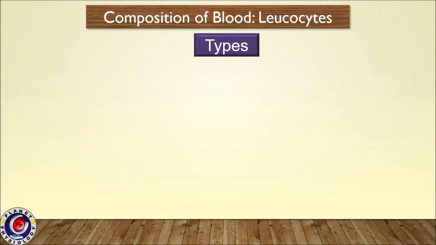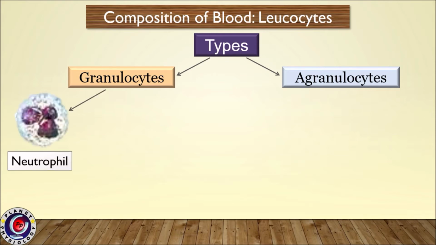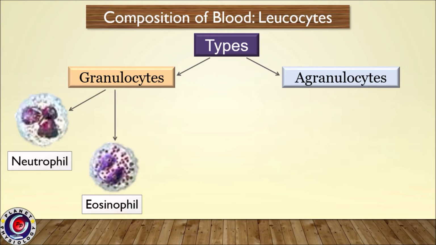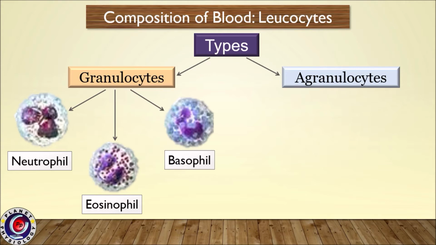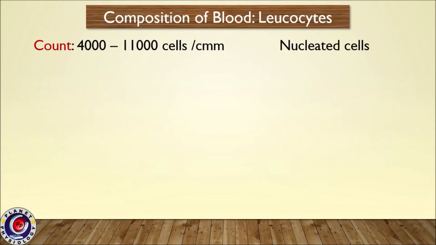Coming to the second type of cells, leukocytes or WBCs. These leukocytes can be divided into two, granulocytes and agranulocytes. Granulocytes are of three types: neutrophils, eosinophils and basophils. Agranulocytes are of two types: lymphocytes and monocytes. Leukocyte count ranges between 4,000 to 11,000 cells per cubic millimeter, and all the leukocytes are nucleated cells.